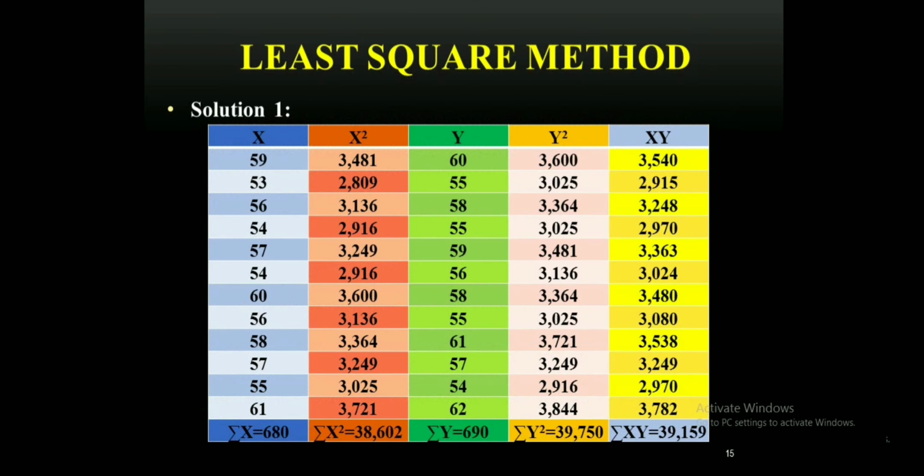Here we will find the summation of x, which is 680. In the next step, we calculate x square and summation of x square, which is 38,602. Now we will find the sum of son's weight, which is 690. In the next step, we calculate y square and sigma y square, which is 39,750. In the last column, we calculate the product of x and y and summation of xy, which is 39,159.